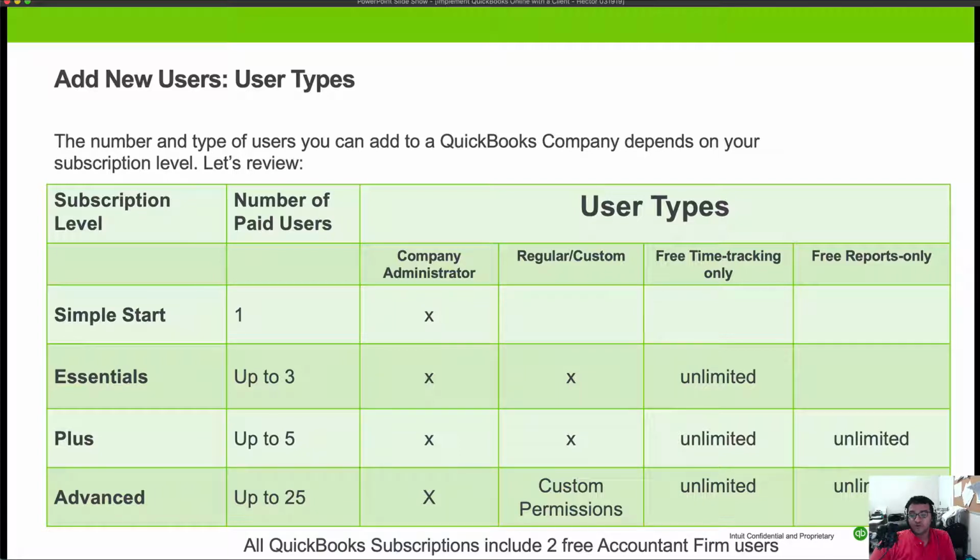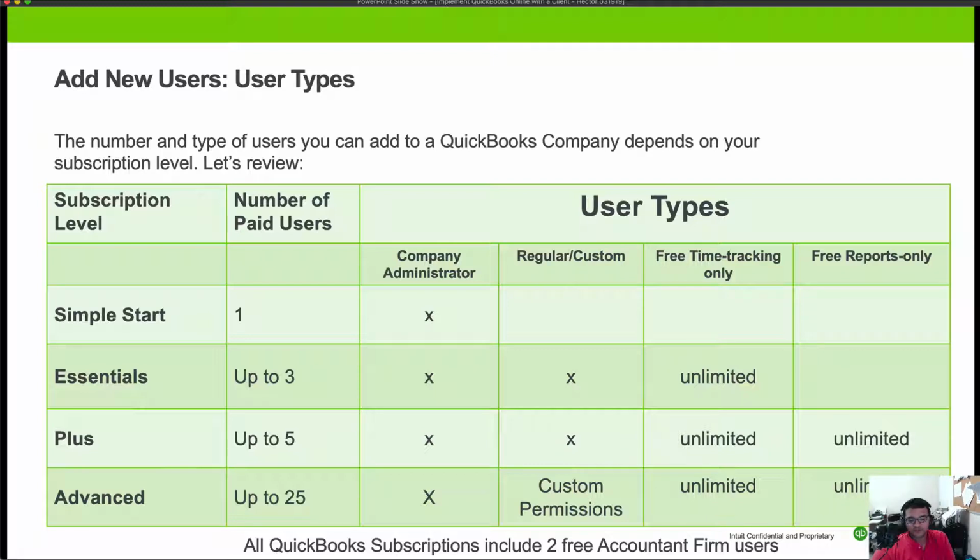So, number of users, we touched on this briefly before. If you're using Simple Start or Self-employed, they're only going to have one user. One person using QuickBooks Online, typically the owner of the business, will do everything, right? Then we have Essentials, which allows up to 3 users. You can have a company administrator and a custom user that has some basic restrictions, and you can have unlimited time tracking users. So if you have payroll turned on in Essentials, you can have multiple people log in and enter the timesheets.